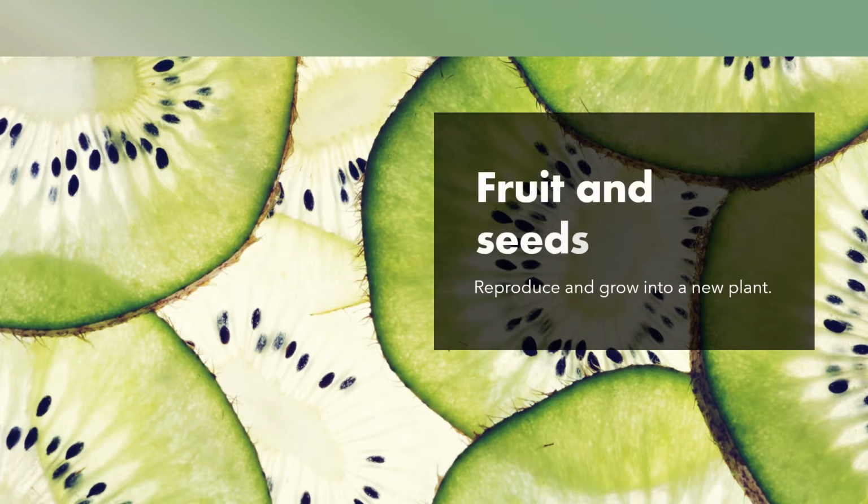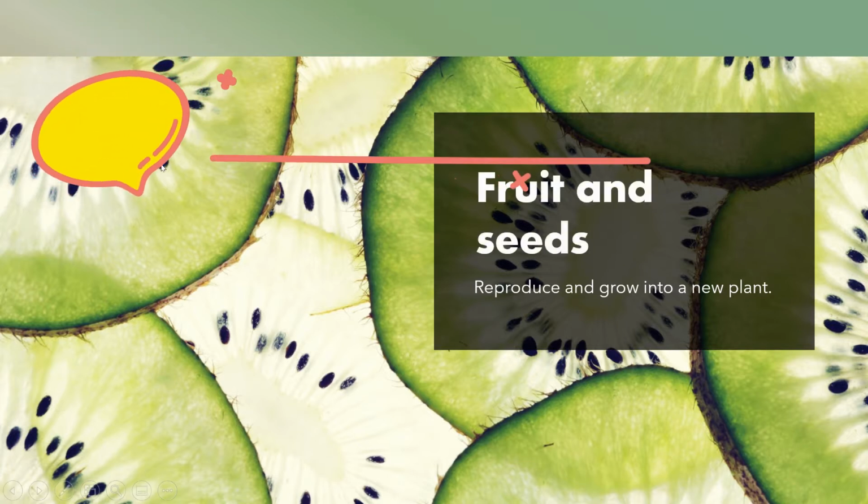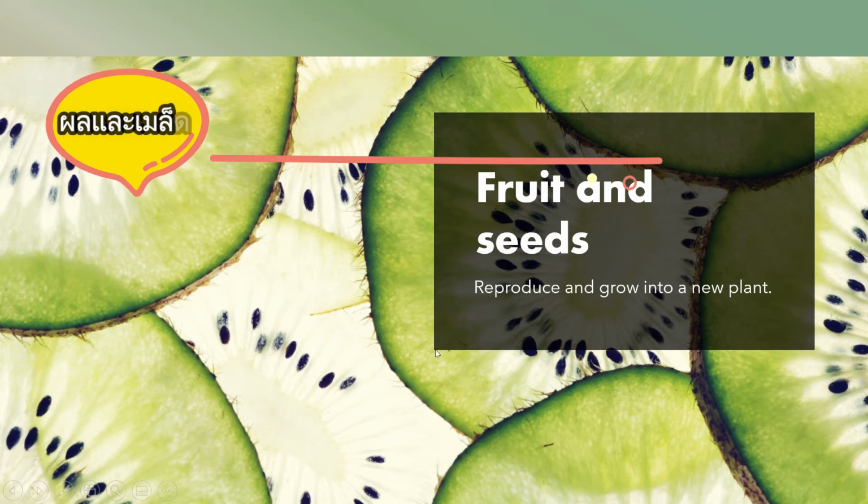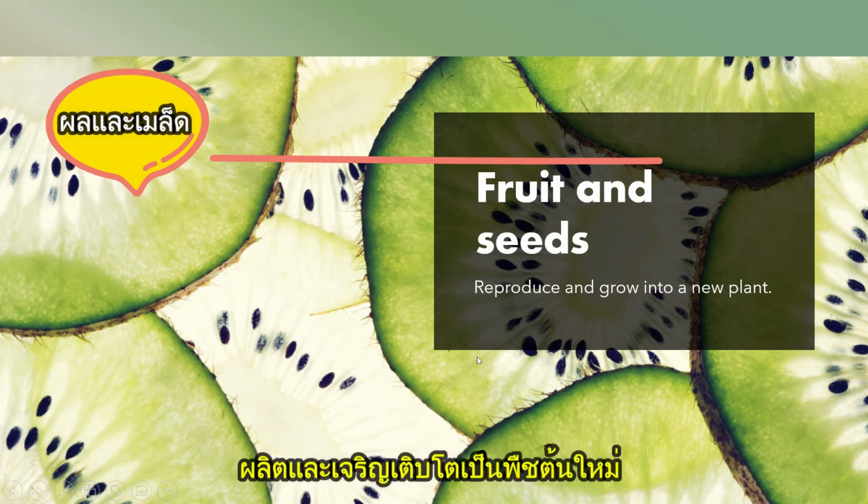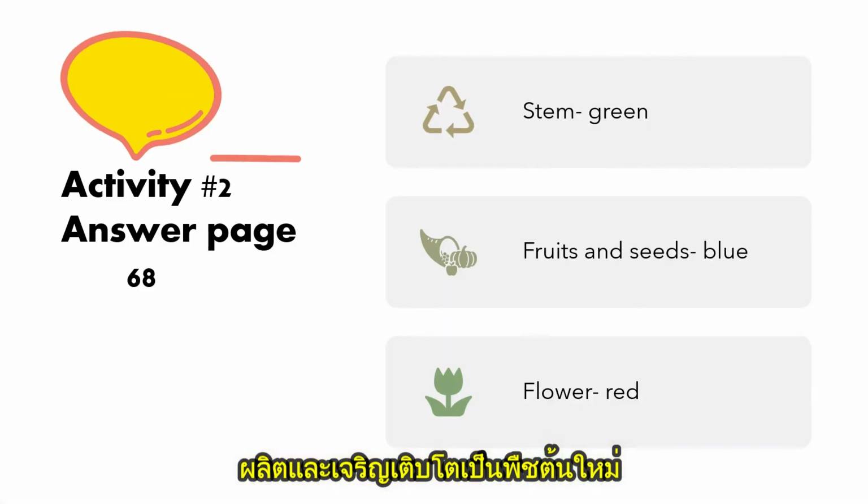Another one here we have fruit and seeds. Okay, fruit and seeds. This is the seeds and this is the fruit. The function of fruit and seeds is to reproduce and grow into a new plant. That's the function of the fruit and seeds.